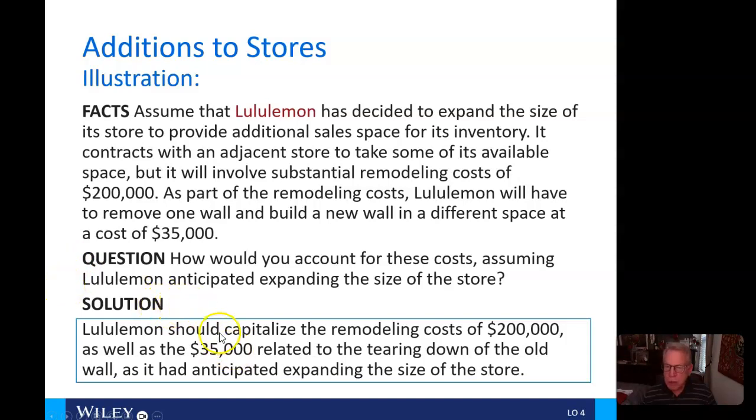And here the solution is Lululemon should capitalize the remodeling costs of $200,000 as well as the $35,000 related to tearing down the old wall as it had anticipated expanding the size of the store.